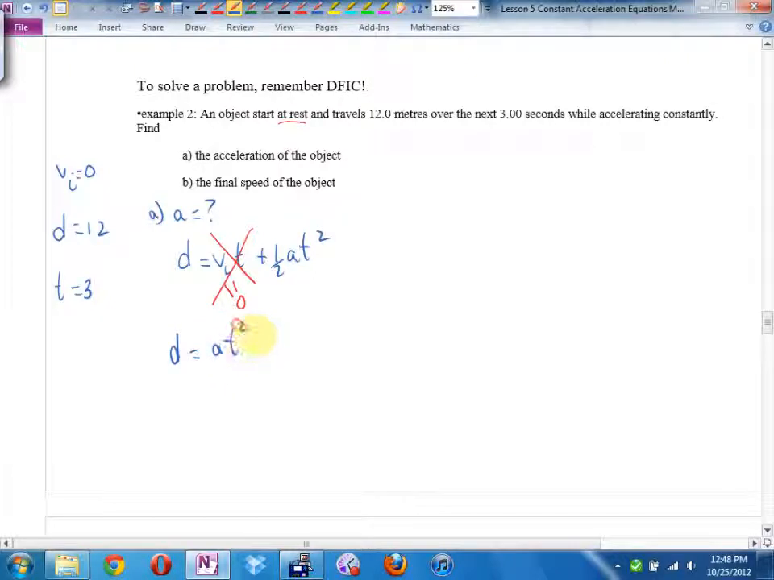AT squared. And you know what? Instead of multiplying by a half, I'm going to divide by 2. I have a reason for that. Same thing. And I want you to get comfortable moving from dividing by 2 to timesing by a half. They're the same thing, whichever one is more convenient.